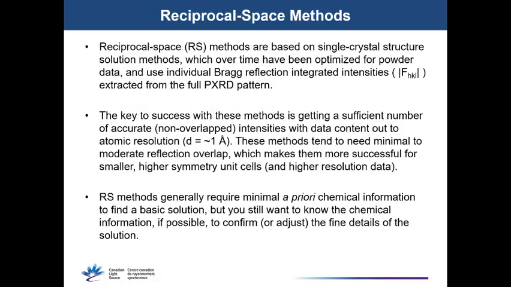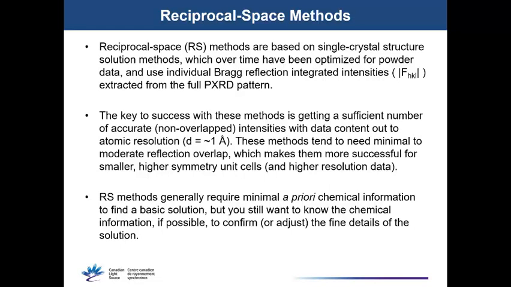Reciprocal space methods are very similar to single crystal structure solution methods, where the extracted intensities of individual Bragg reflection peaks are used to solve the crystallographic phase problem. In order for these methods to work, you generally need enough accurate intensities to find the atoms in the structure. Accurate intensities typically have to go down to nearly atomic resolution, or close to 1 angstrom. So you need a lot of high quality data.